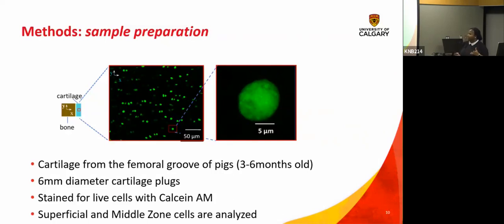And then we stain this tissue for live cells. As you can see from the image, these live cells are in green. And then we analyzed cells both in the superficial and in the middle zone, as was mentioned.